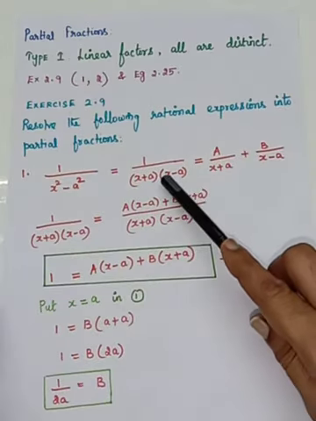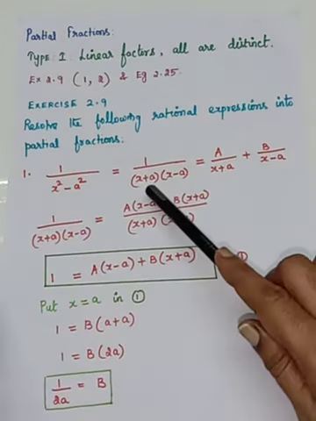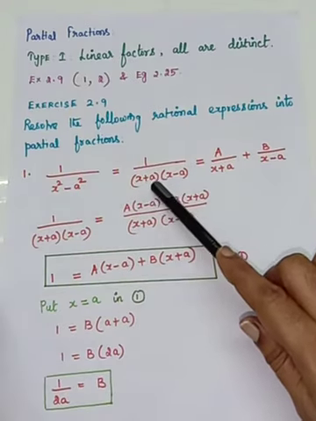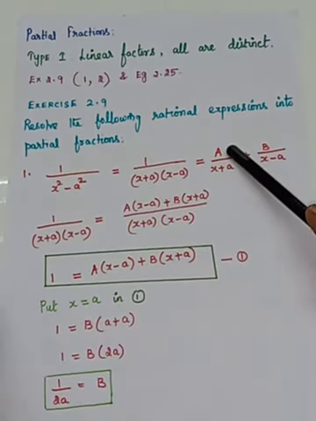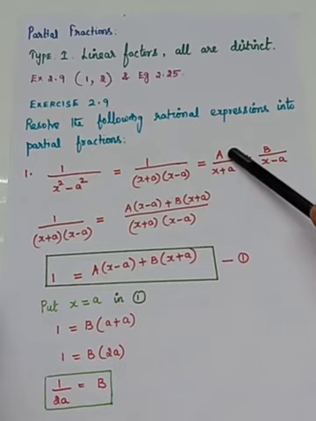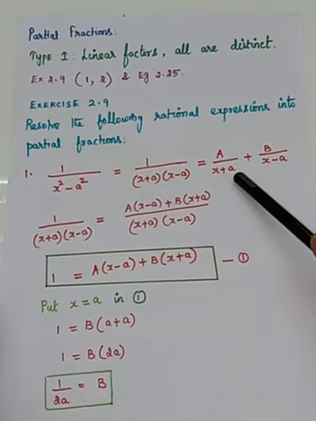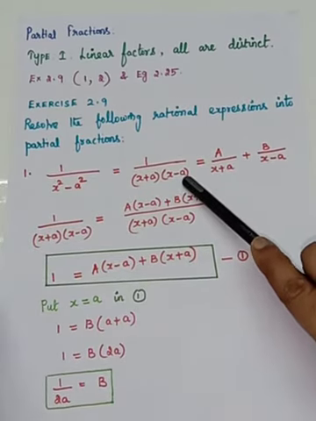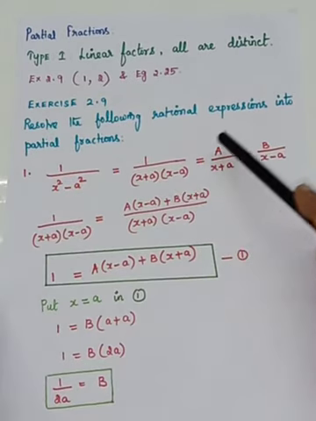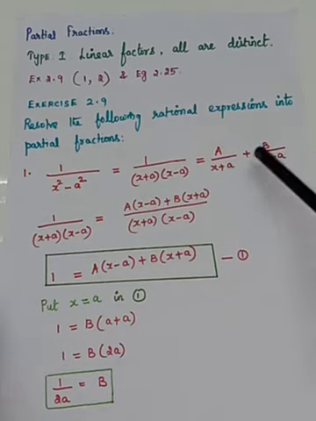After getting this, now we are going to do the partial fraction. If a linear factor comes, for the first linear factor you have to write a constant in the numerator. So for this, I have written A by x plus a. Come to the second one, also a linear factor. For this linear factor, you have to write another constant in the numerator. So plus B by x minus a.